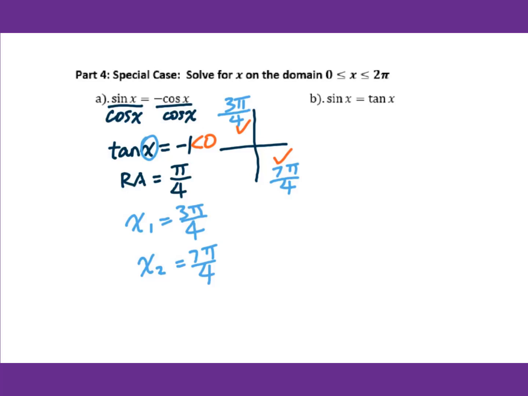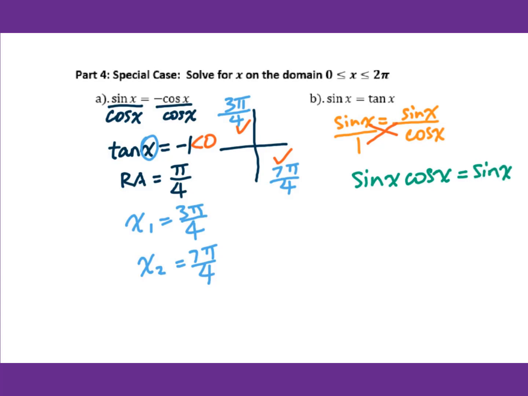For B part, we got sin x equals tangent x. For sin x equals tangent x, you need to change tangent x into sin x over cosine x. Then we do cross multiply. You will get sin x cosine x equals sin x. This is a quadratic pattern. That's why we get equal to 0. So move sin x to the left side. You will get sin x cosine x minus sin x equal to 0.